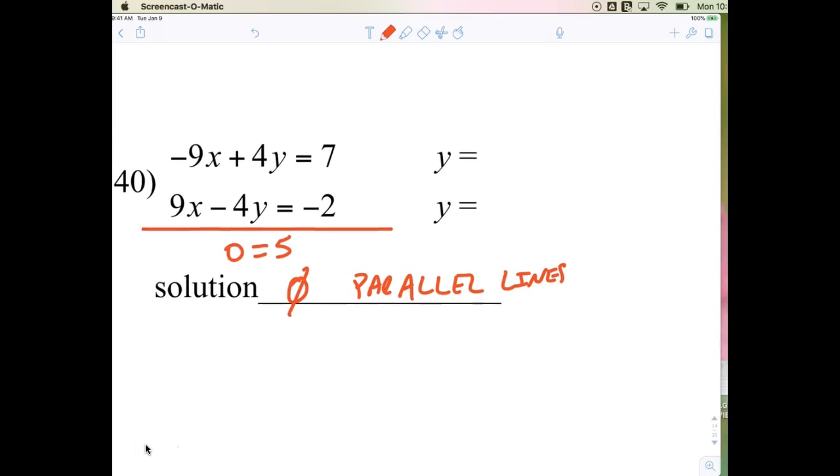Under Y1, type in 7 plus 9x divided by 4. And then under Y2, -2 minus 9x divided by -4. Everybody type that in and look at it, and make sure that you can see that they are parallel lines.